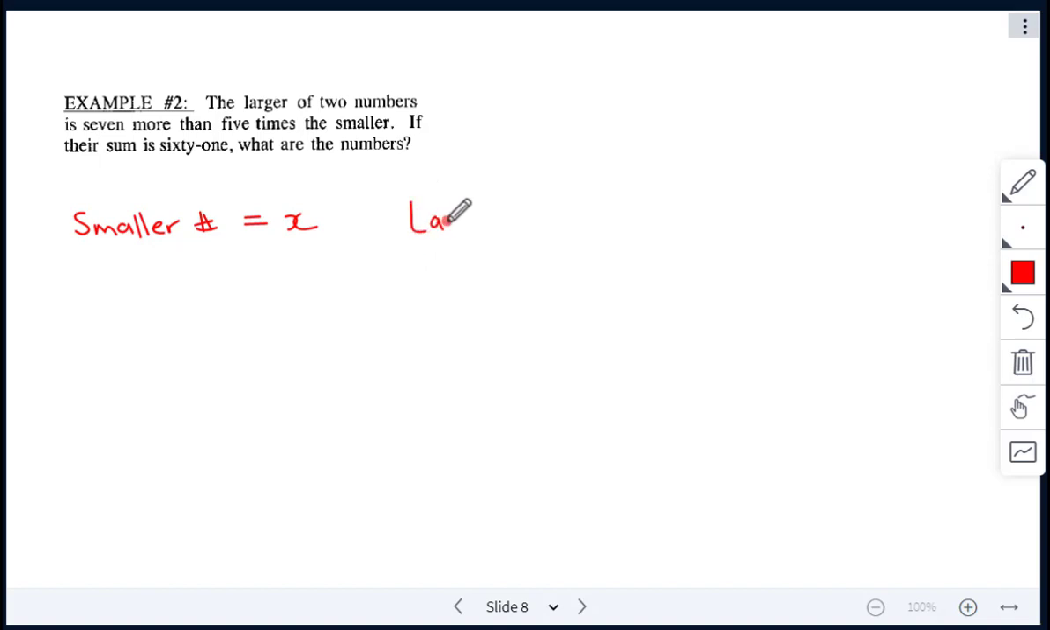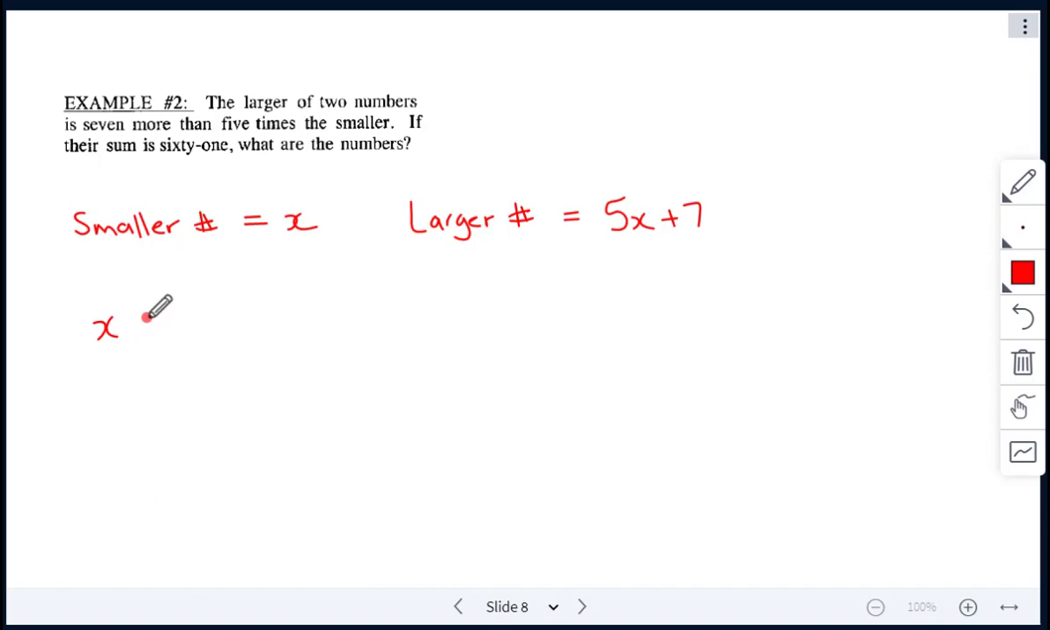And then our larger number is going to be 7 more than 5 times the smaller. Right, so 5 times the smaller, so 5x plus 7. All right, so this statement here represents that the larger of the 2 numbers is 7 more than 5 times the smaller. And our smaller number is just x. Now it says that their sum is 61. Sum means we're going to add. So our equation, we're going to take both of these and add them together.